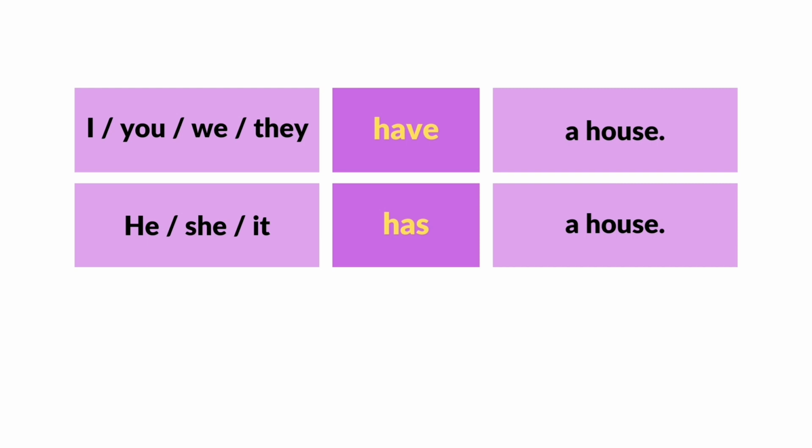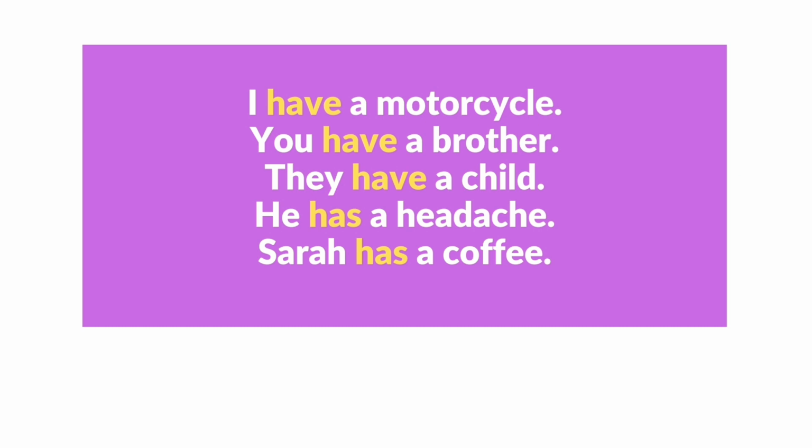Some more examples here. I have a motorcycle. You have a brother. They have a child. He has a headache. Sarah has a coffee. Again, if it's he, she, or it, the verb used is has. He has, she has, it has.